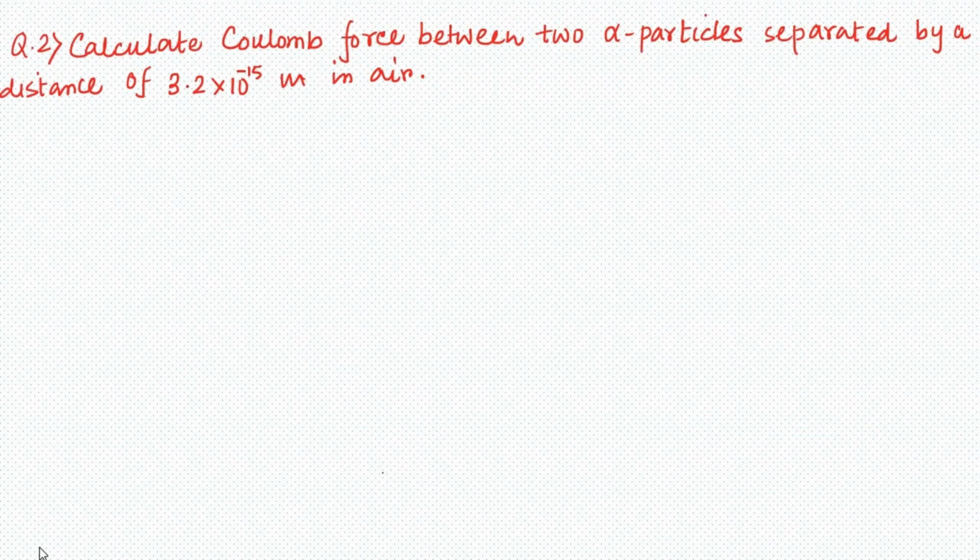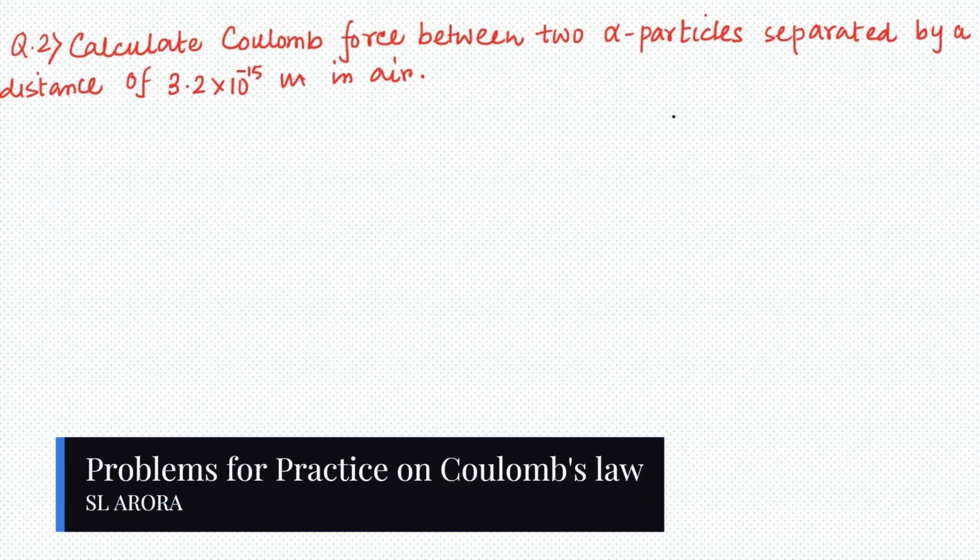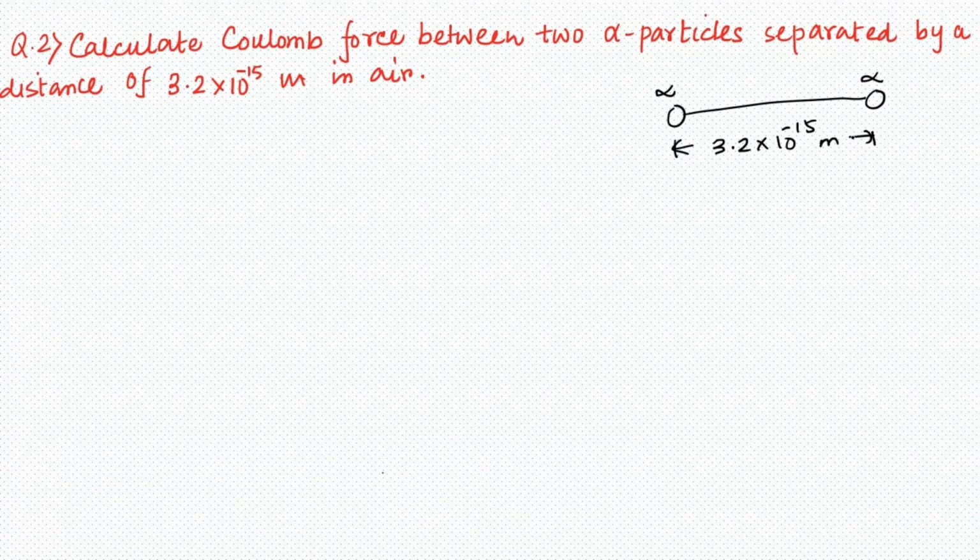Question number 2. Calculate Coulomb force between two alpha particles separated by a distance of 3.2 into 10 to the power minus 15 meter in air. So two alpha particles are separated by a distance of 3.2 into 10 to the power minus 15 meter in air, and we have to calculate the Coulomb force between these two alpha particles. Now we know that the charges of these alpha particles are 2e. Okay, and the distance is 3.2 into 10 to the power minus 15 meter.